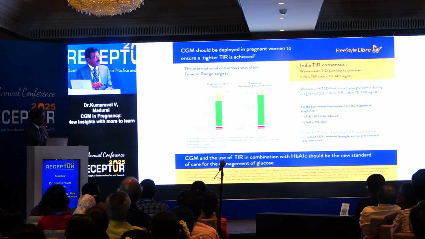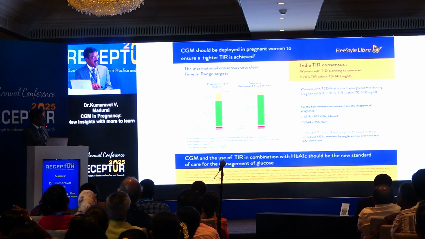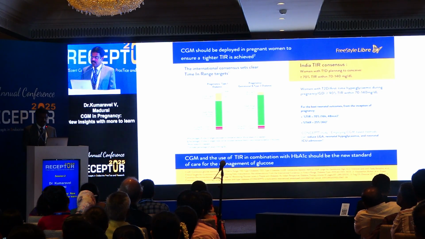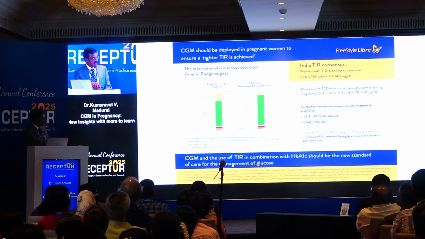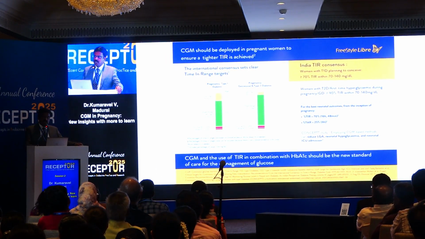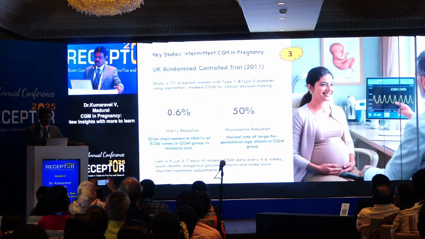Less than 25% should be above the range and less than 5% should be below the range. In pregnancy or in GDM, usually at least 90% of the blood sugar should be within the range. So CGM and the use of time in range in combination with HbA1c should be the new standard of care for management of glucose, especially in those patients with GDM or diabetes complicating pregnancy.